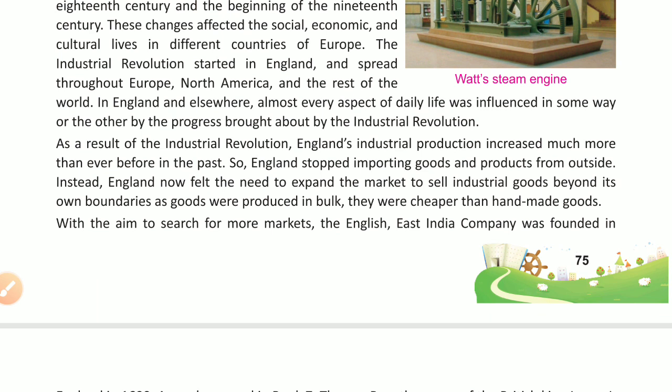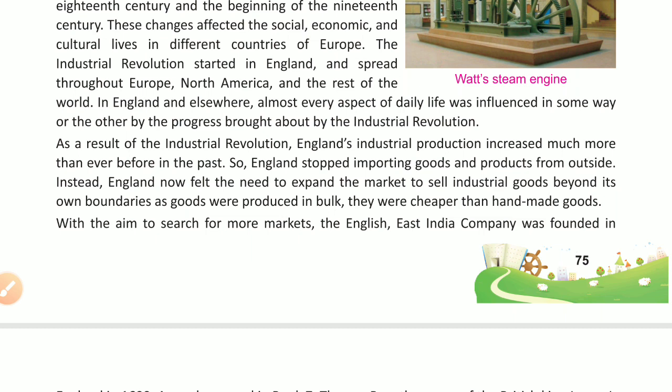See, what was the impact of the revolution? That can be seen in one example, that is here in the last paragraph. You can see page number 75, last paragraph. You see, as a result of the industrial revolution, this is one example of the effect of the industrial revolution. Okay, as a result of the industrial revolution, England's industrial production increased much more than ever before in the past.